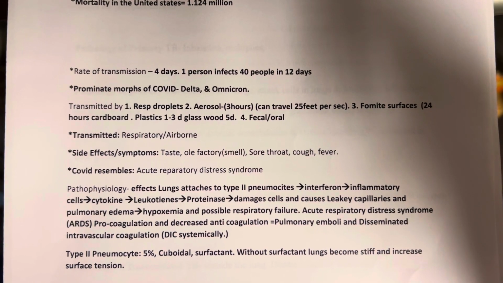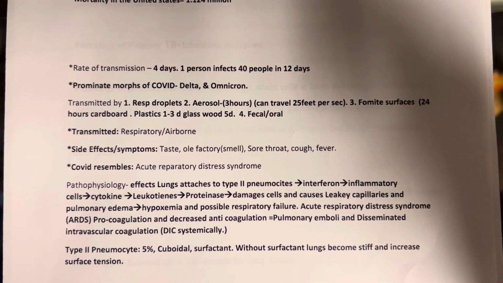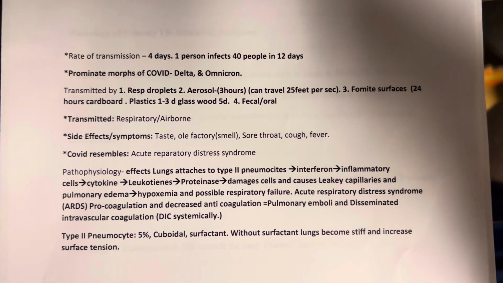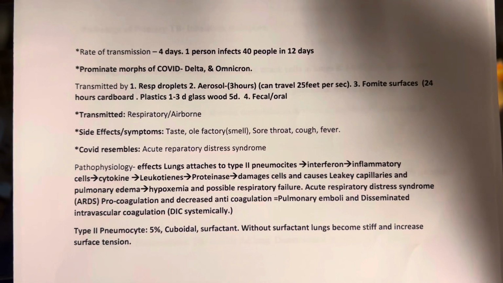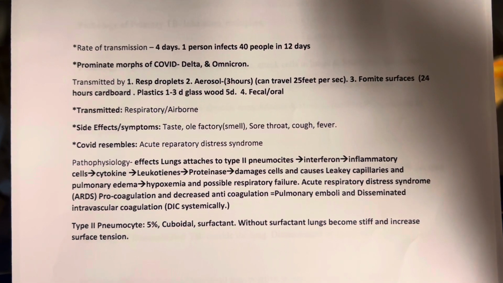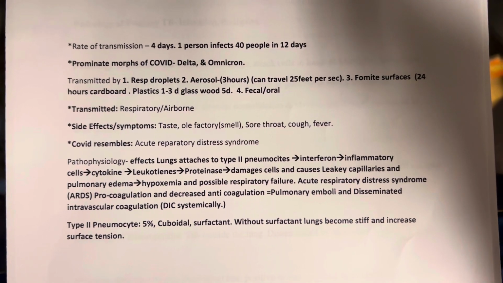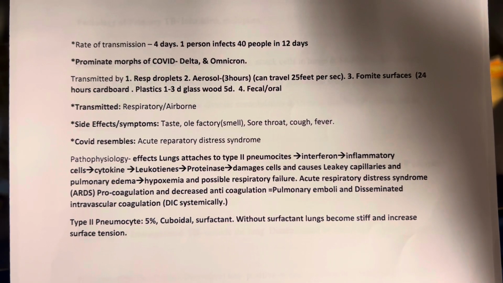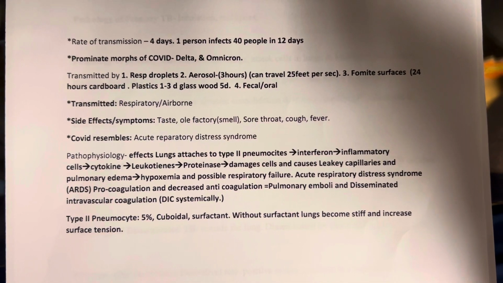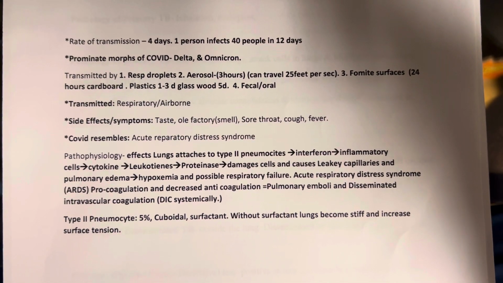Prominent morphs of COVID: Delta and Omicron. How is COVID transmitted? By respiratory droplets, aerosol, and fomite surfaces.